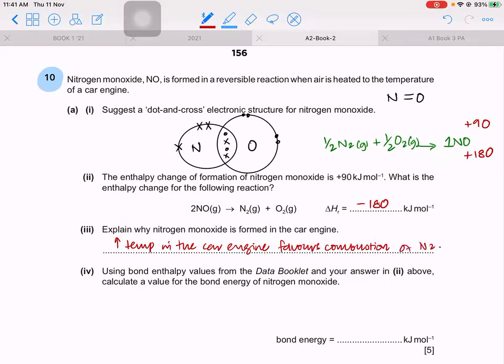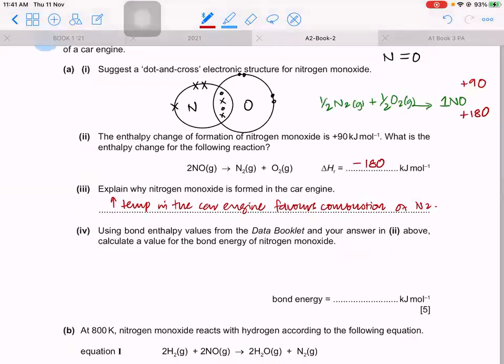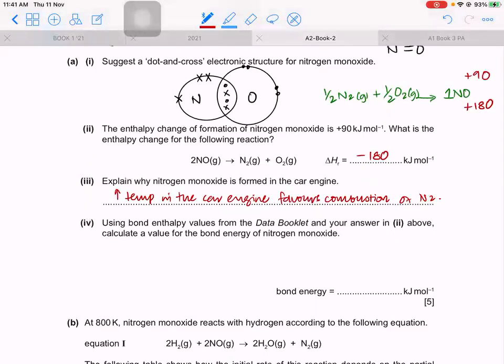Yes, and nitrogen is present in air. So using bond enthalpy values from the data booklet and the answer to part 2 above, calculate the bond energy of NO. So we know that delta H_R is equal to bonds broken minus bonds formed. Bonds broken will always be of the reactants. Bonds formed will always be of the products.